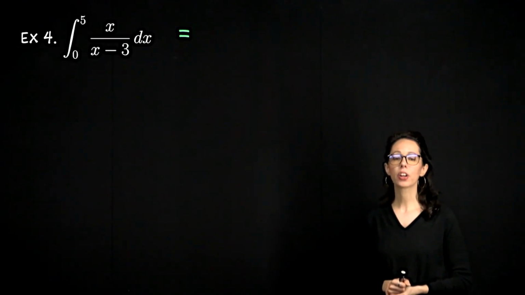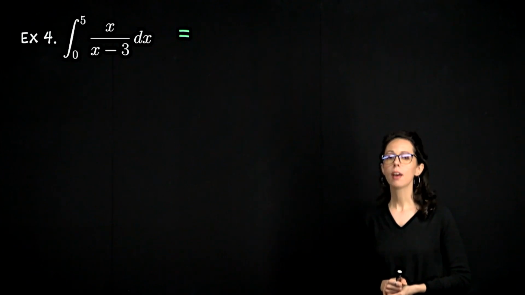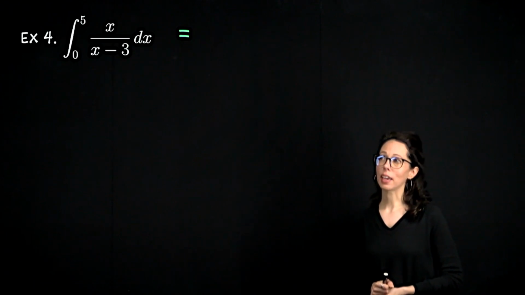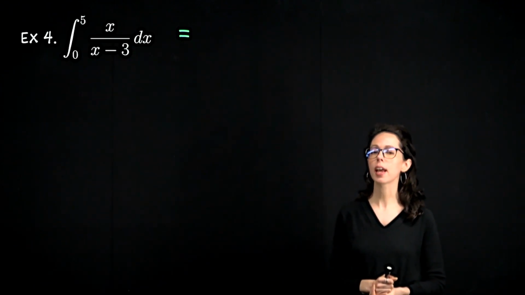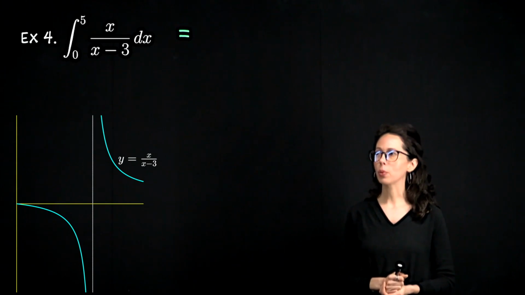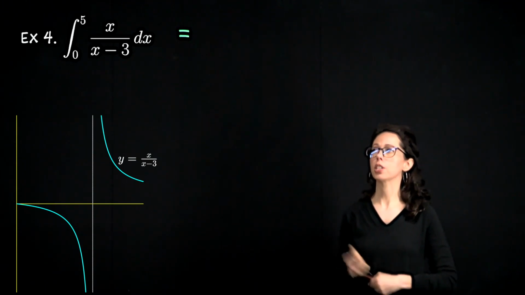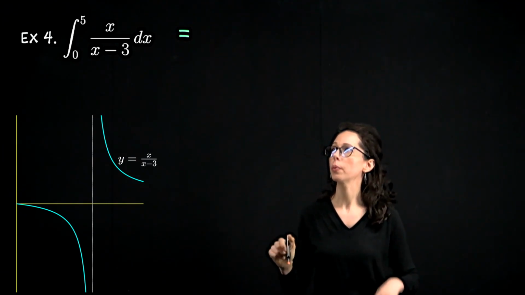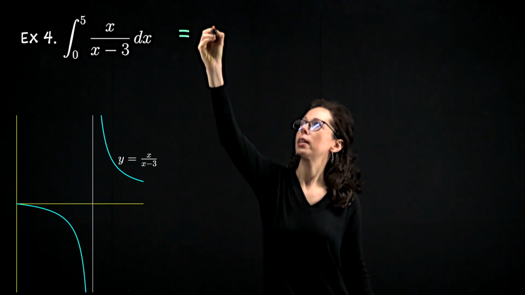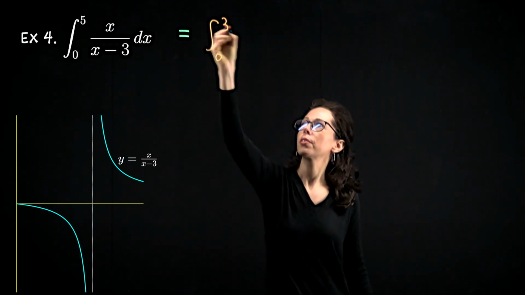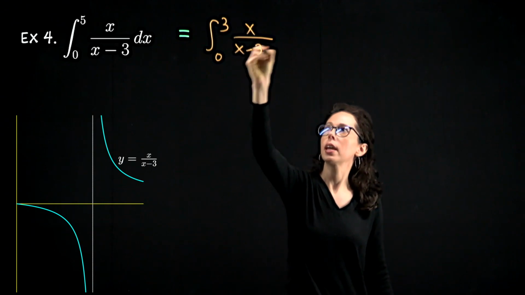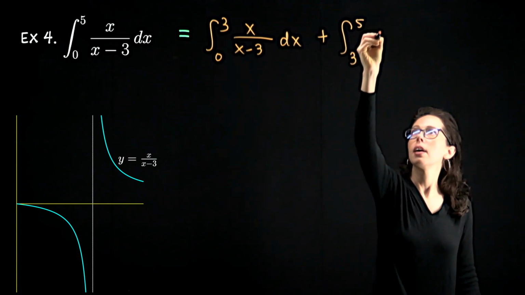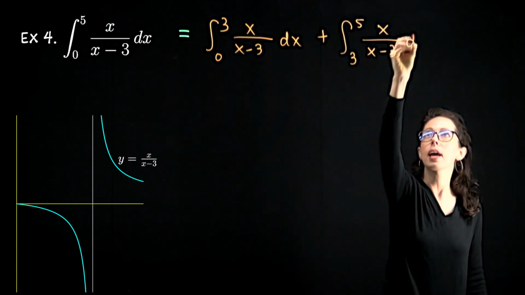Now let's consider the integral of x over x minus 3 from x equals 0 to x equals 5. You'll notice that the denominator has a problem when x equals 3. In particular, this function has a vertical asymptote. So that means that we shouldn't try to integrate from 0 to 5. We need to split this computation up at 3. So let me first just write the split. We will say that this should be treated as the integral from 0 to 3 of x over x minus 3 dx plus the integral from 3 to 5 of x over x minus 3 dx.